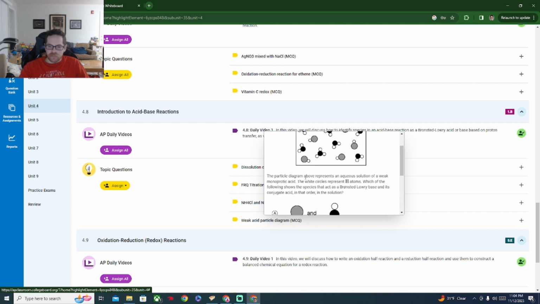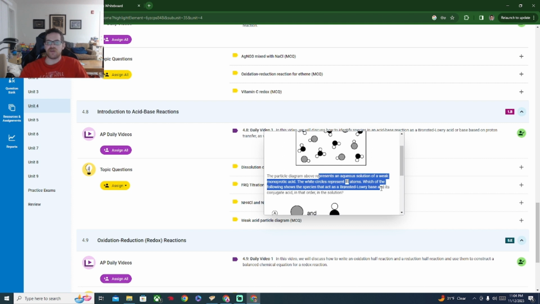Particle diagram shows an aqueous solution of a weak monoprotic acid. That means single hydrogen. The white circles, right, like H2SO4 would have 2 hydrogens. That would be diprotic. And H3PO4 would have 3. That would be triprotic. The white circles represent hydrogen atoms. Which of the following shows the species that act as Brønsted-Lowry base and its conjugate acid?